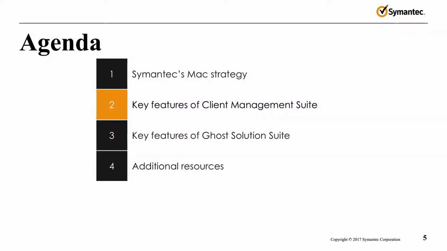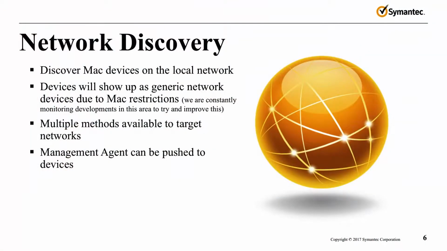So let's have a look at the key features that we have in CMS. This is, again, going to look terribly familiar to you because we've tried to get as much parity in there as possible with the support we have for Windows. The first one is network discovery. So there's kind of good and bad news in this space. The good news is that if there is a Mac attached to the network, we will find it.